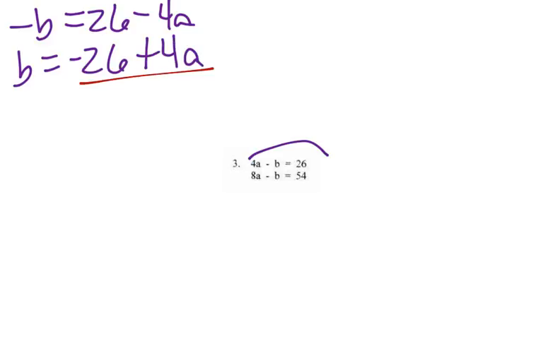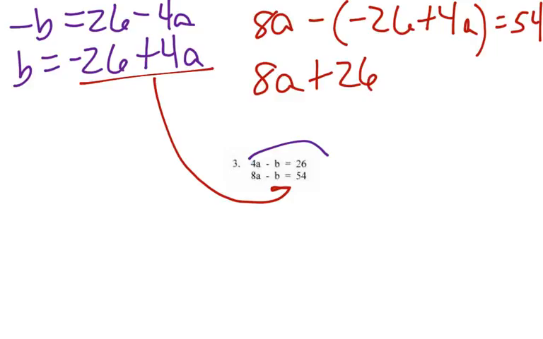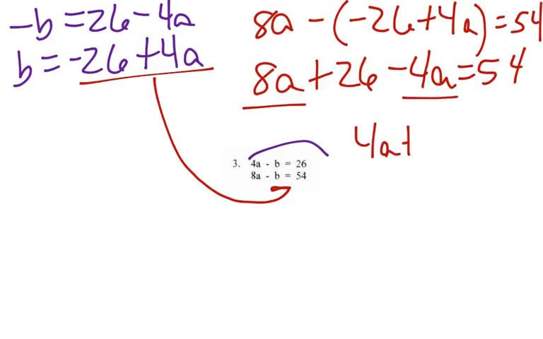This is going to go to the other equation and be where I see b. Remember, you need to put it in parentheses. So 8a minus, open parentheses, negative 26 plus 4a, close your parentheses, equals 54. 8a, the negative in front of parentheses means to change all your signs. So plus 26 minus 4a equals 54. Combine my like terms, so 4a plus 26 equals 54.